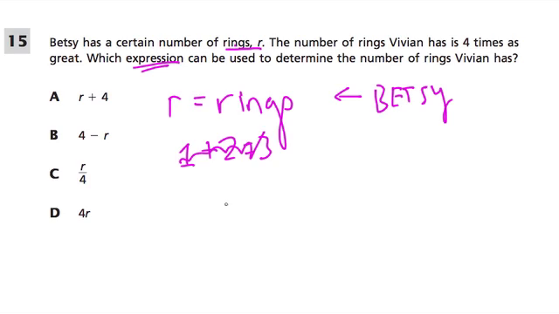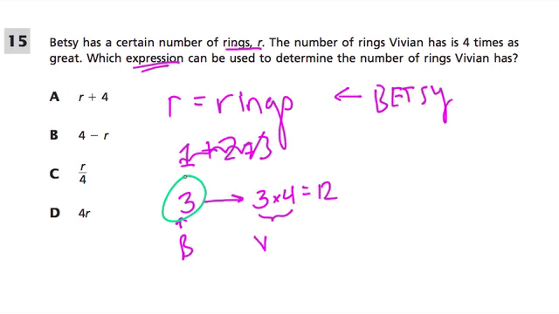So let's try some examples. If Betsy has 3 rings, that's what Betsy has right here, what would Vivian have? Well, she'd have 4 times more than that. In other words, Vivian would have what Betsy has, which is 3, times 4. This is Vivian, and that would be 12. So it looks like what we do here is we take what Betsy has, and to find what Vivian has, we multiply that number by 4.